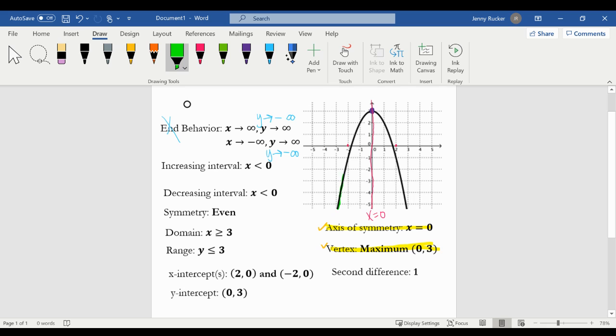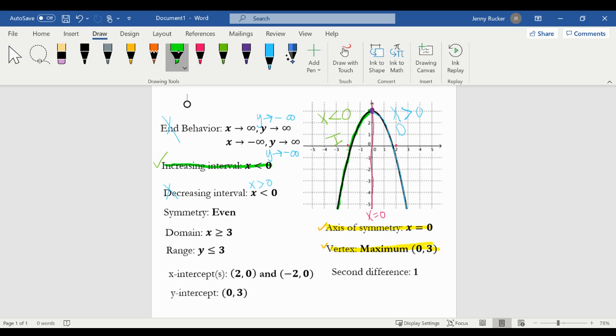So when I trace on the left side, that is increasing because my pencil is going up, and that is on the left side, so my arrow points to the left, and that is x is less than 0. So that is a true statement. The increasing interval as x is less than 0 is true. That means the decreasing interval is not a true statement because our decreasing interval is on the right side of the parabola, and that is where x is greater than 0 because my arrow is pointing to the right. So this would have to be x is greater than 0.